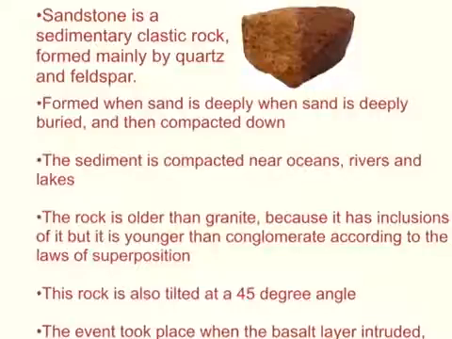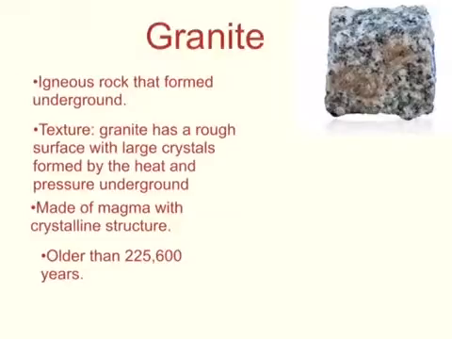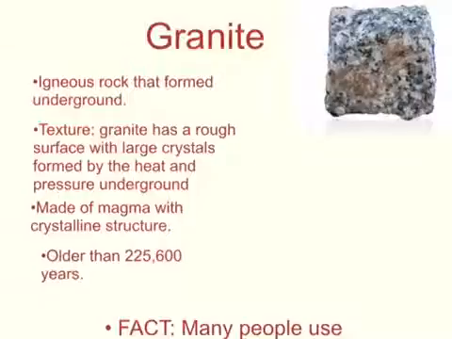The event took place when the basalt layer intruded 225,600 years ago. Granite is an igneous rock formed underground due to the intense heat and pressure. Granite has a rough texture with crystals prominent in the structure. Granite is formed underground from magma that was under so much pressure and heat it was made into a rock. Granite has a crystalline structure due to the heat it was exposed to. Granite is older than 225,600 years old, and I figured this out by using the law of superposition. The event that granite went through is that it had intruded the oldest rock, conglomerate.